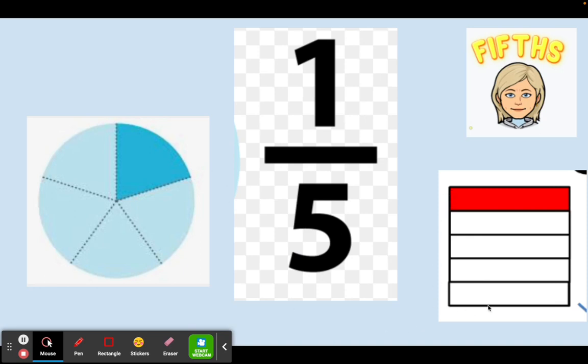Over here is a rectangle, or nearly a square, and it's been broken into 1, 2, 3, 4, 5 equal parts, and they have shaded in 1/5 in red.